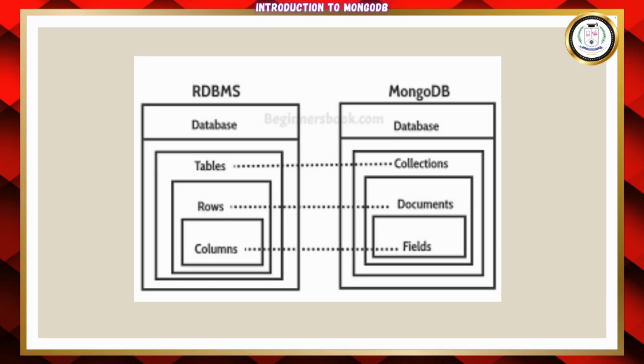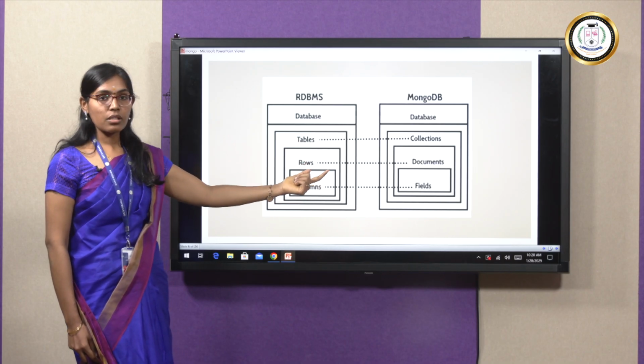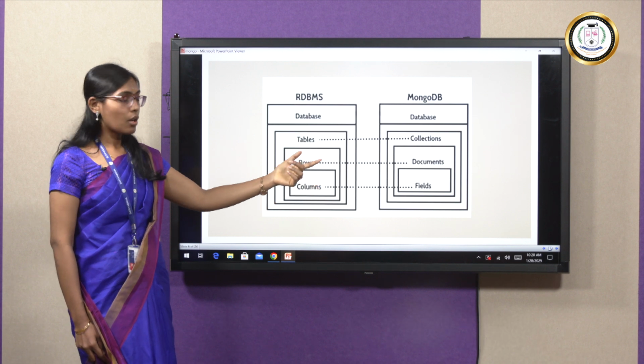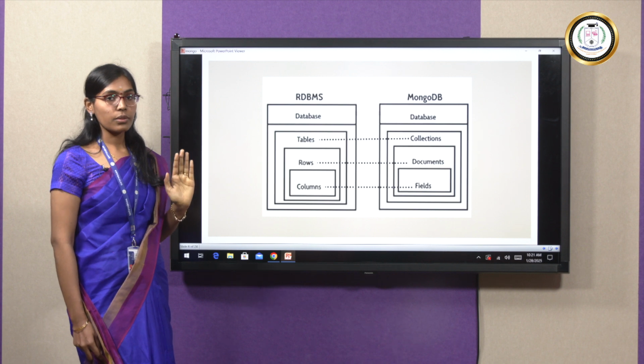And if you see here, tables consist of rows and columns. Rows in terms of a document, you will see it in your MongoDB collections, and columns will be in terms of fields in your MongoDB. So this is how the pictorial representation or the difference between RDBMS and MongoDB will look.